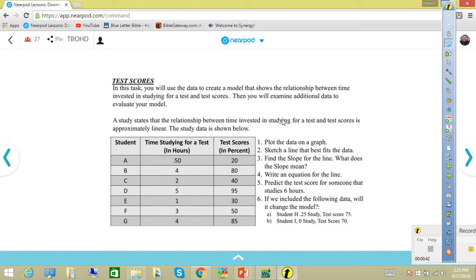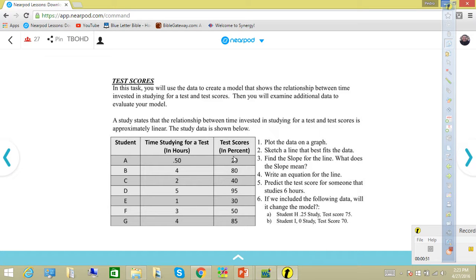Do you see it? Okay, notice the table, it has 3 columns. It has a student column, it says student A, B, C, D, and F, and G, I'm sorry. And then the middle column, time studying for a test in hours: 0.5, 4, 2, 5, 1, 3, and 4. And then test scores in percent: 20, 80, 40, 95, 30, 50, and 85. Copy that table on your paper, please.